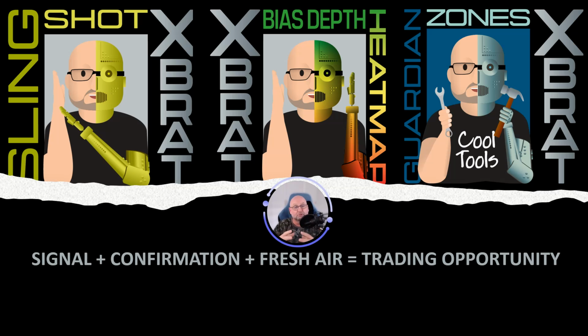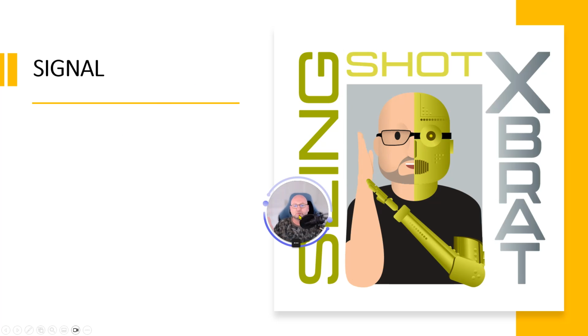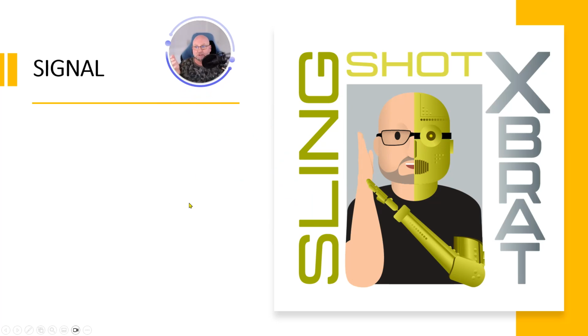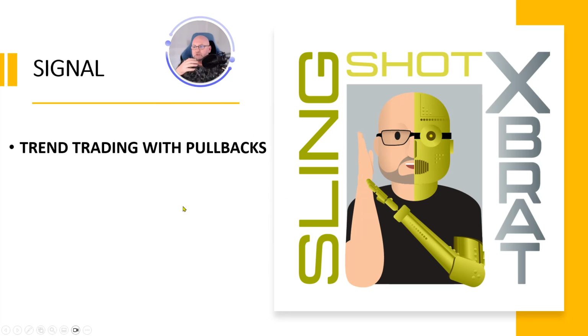And we're going to use software in this particular case to show you that, because we use software and algorithms to actually make life a lot easier, to give us that visual representation on the chart so we can make that very simple process even easier. So first of all, let's look at the signal generator we're going to use today, the X-Brat Slingshot. This is a trend trading with pullbacks type of strategy.